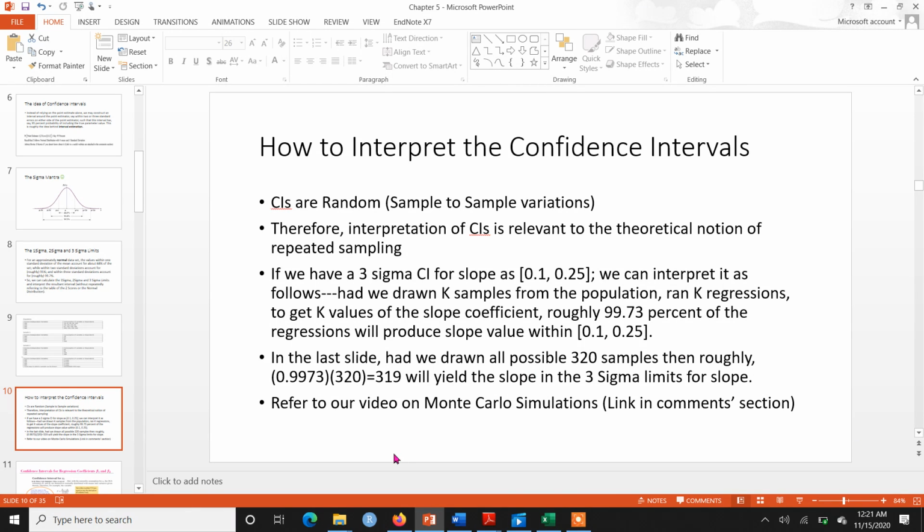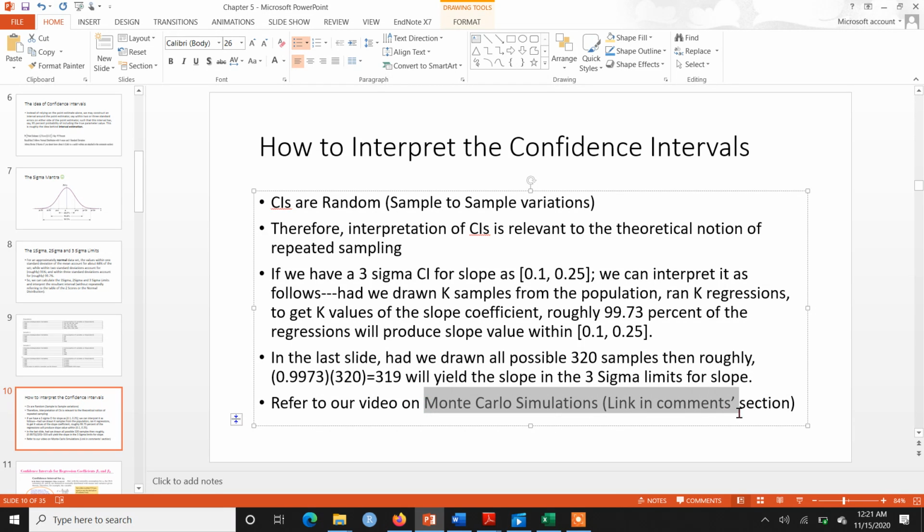Okay, so if you want to further understand the concept of repeated sampling, you can watch my video on Monte Carlo simulation, whose link is there in the comment section.